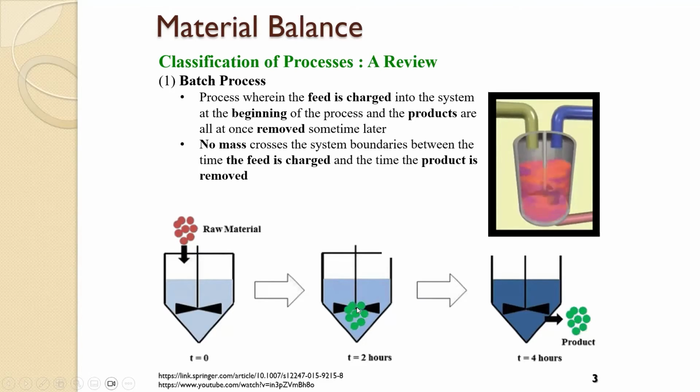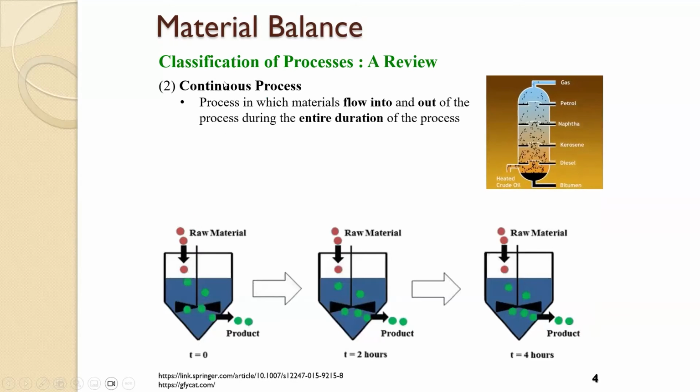After 2 hours, you notice that the red dots became green dots, and the liquid became a bit darker. And then after another 2 hours, which is a total of 4 hours, the liquid became dark blue. And then you collect the product, which is the green circles. This is an example of a batch process.